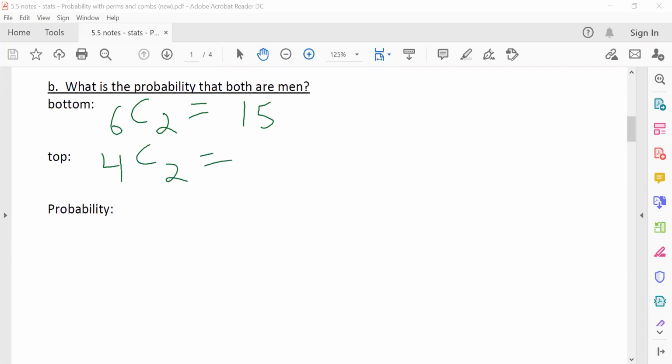The top number, though, now there are 4 total men, and you want to choose any 2 of them to be our joke tellers. So it's going to be 4C2, which is actually 6. So you're much more likely to get a group of 2 men up there telling jokes than you are to get a group of 2 women, simply because you had more men who were trying to go tell a joke. So that probability is going to be 6 over 15, which reduces to 2 over 5, or 0.4, and it's exactly 0.4.